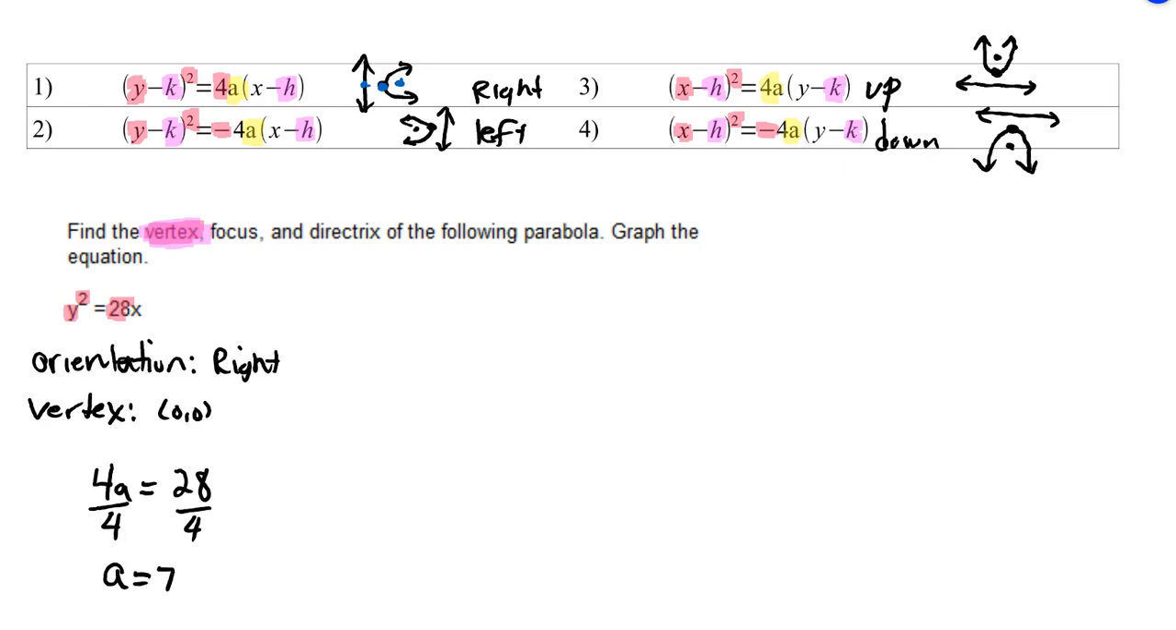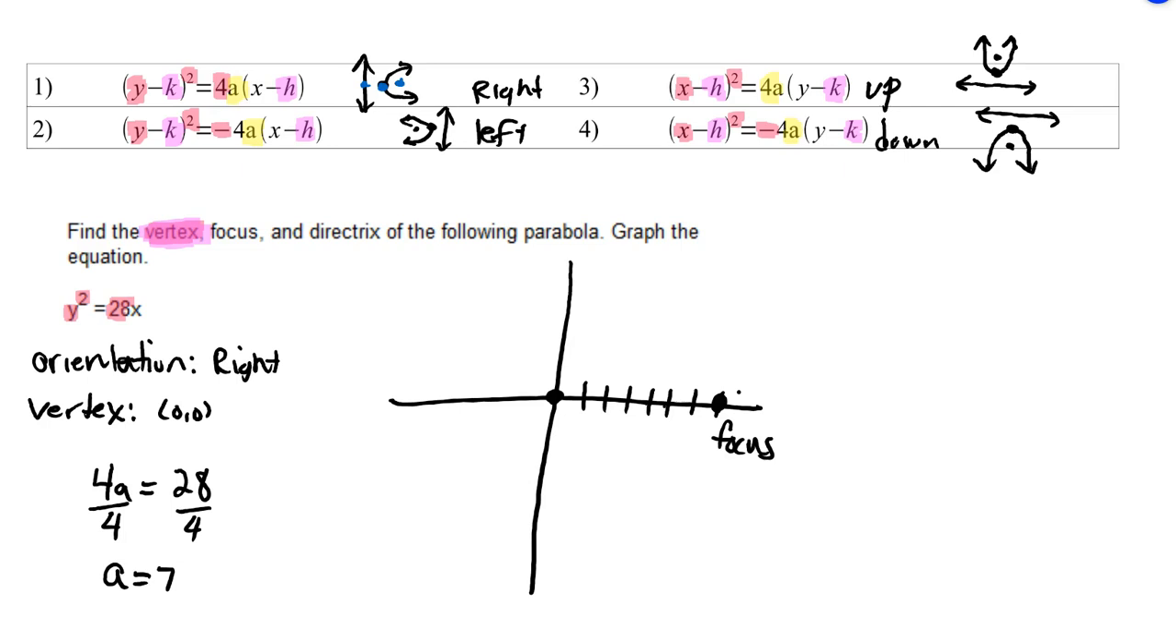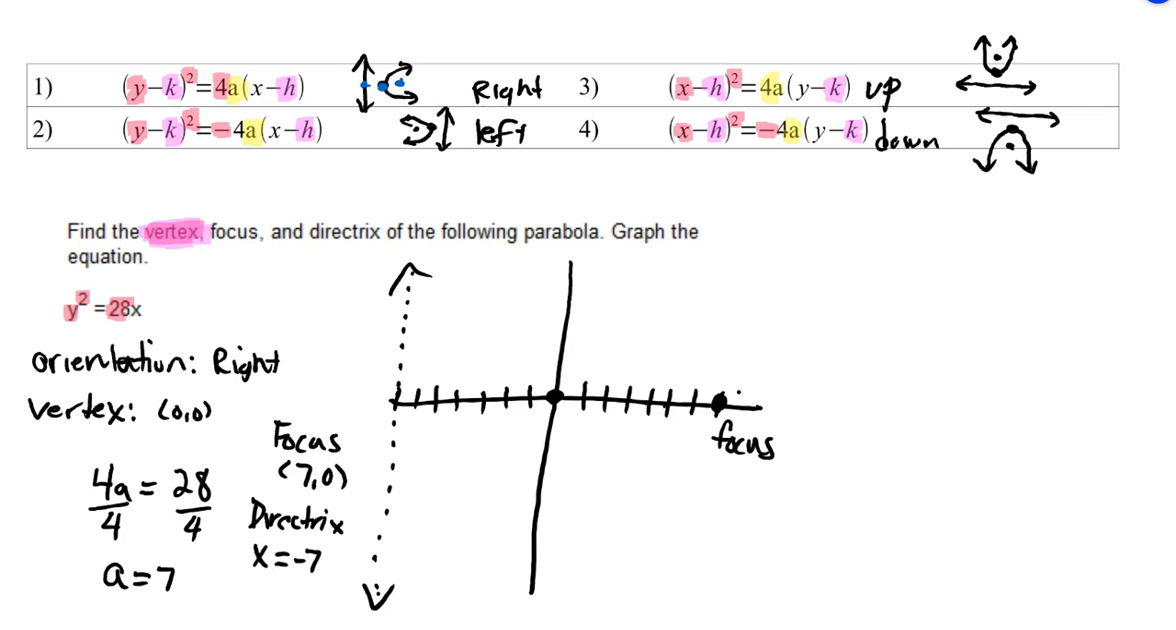So if I start to draw this parabola out, I know that I have a vertex at 0, 0, and if I count a distance to the right, I'm going to the right because my parabola is facing to the right, 7 units away, that's going to get me to where the focus is. And that is the ordered pair 7, 0. And then if I go 7 units to the left, that's going to get me to the location of the directrix. So the directrix is a vertical line in this case because it's oriented right. That vertical line is at negative 7, so that's x equals negative 7.